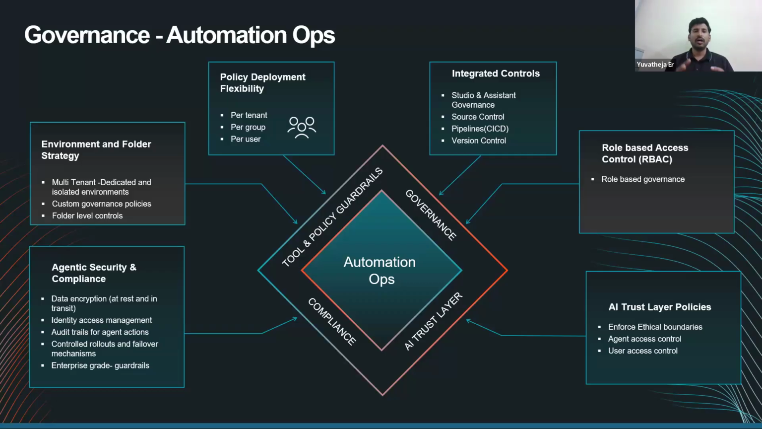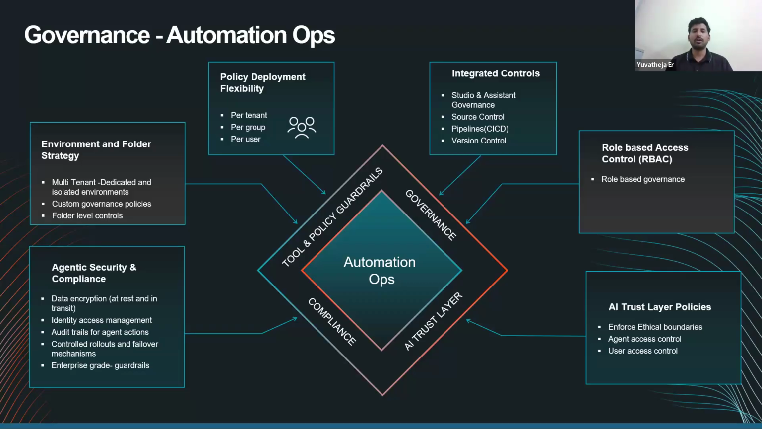And then you have the agentic security and compliance on the other hand, where you control the data encryption at rest and in transit, and you also control the identity access, like who are all the users who have access to what, and their respective credentials and all those things. And then you can even control the role-based access, wherein let's say a particular user requires access to only a particular set of systems or data. So that access you can provide.